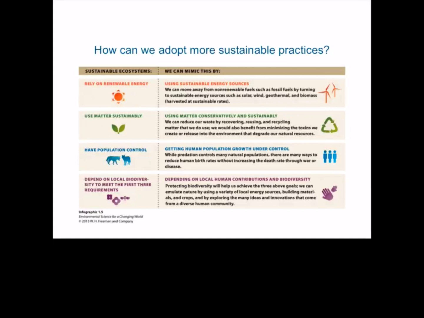Several ways, again, that we can adopt more sustainable practices is to rely on renewable energy, to use material in a more sustainable manner, to have population control measures in place so that we limit our impacts on the environment, and again, to depend on local biodiversity rather than shipping products from the other side of the world, consuming all of those fossil fuels to bring them to you. Use the local resources that you have in your farmer's market.